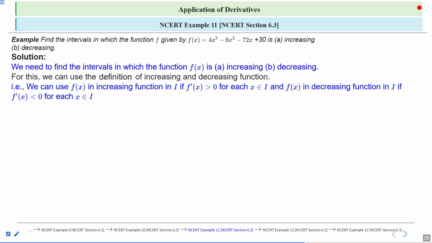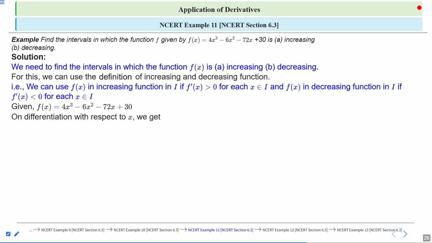That is, we can say f(x) is an increasing function in I if f'(x) is greater than 0 for each x belongs to I, and f(x) is a decreasing function in I if f'(x) is less than 0 for each x belongs to I, right? Given f(x) equal to 4x³ minus 6x² minus 72x plus 30.